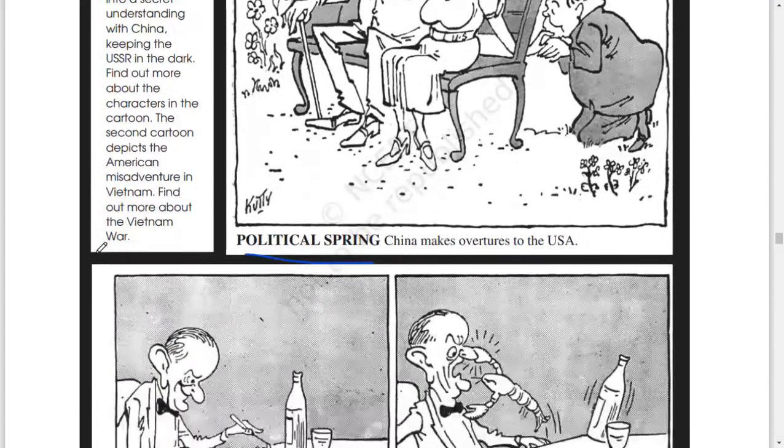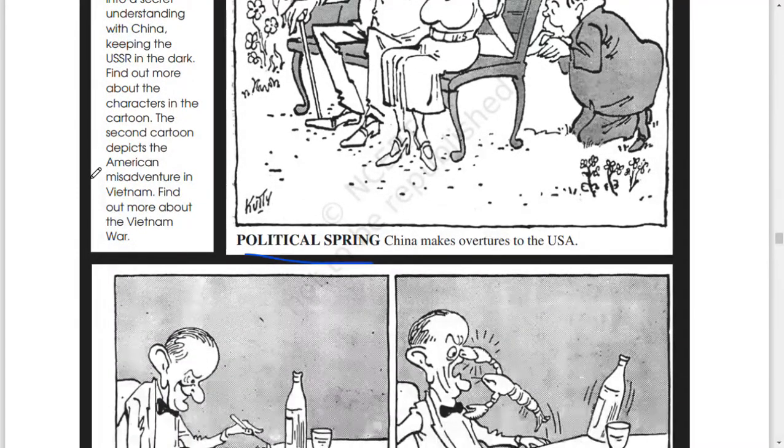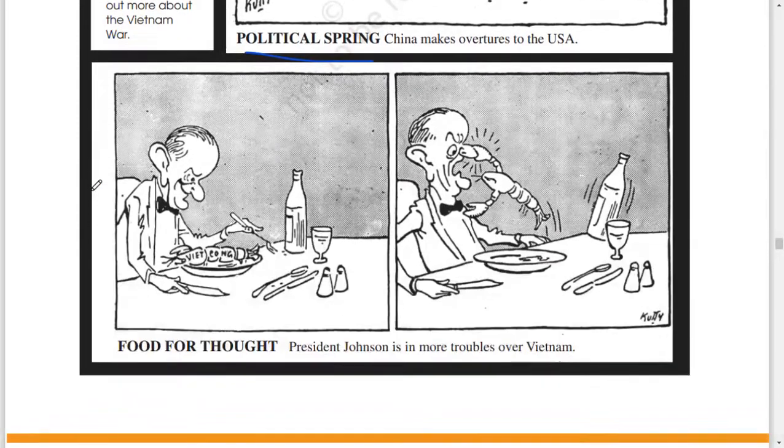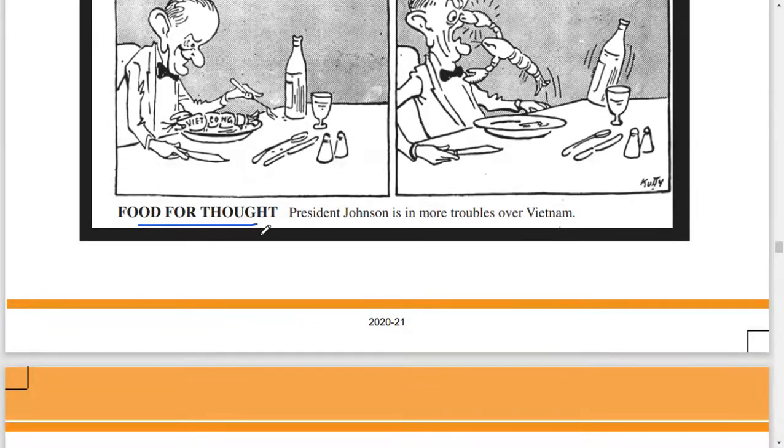The second cartoon depicts the American misadventure in Vietnam. Find out more about the Vietnam War. Food for thought. President Johnson is in more troubles over Vietnam.